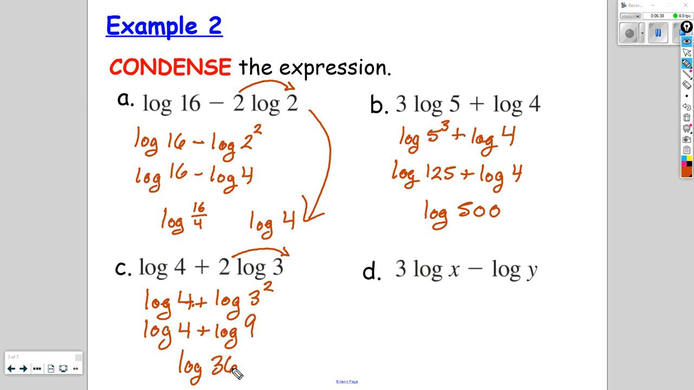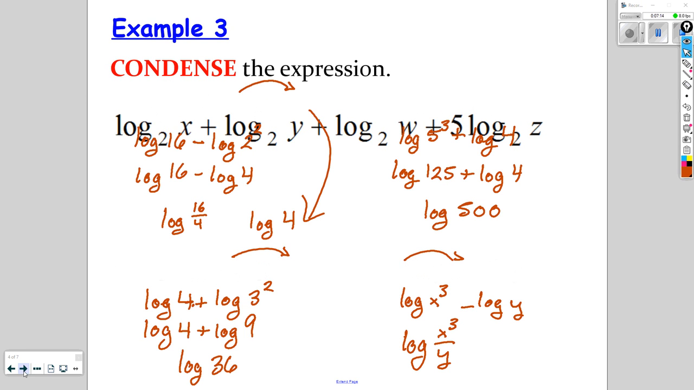Words today, man. All right, for part D, we get 3 times log of x minus log of y. We're going to rewrite using power property. So this would be log of x cubed. Now we can't simplify that, because we can't evaluate x cubed. So we have log of x cubed minus log of y, and that subtraction would indicate quotient property. So this would be log of x cubed over y.